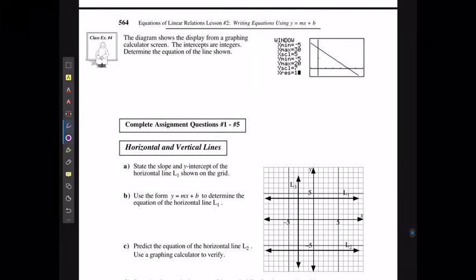For example 4, it says the diagram shows a display from a graphing calculator screen. The intercepts are integers. Determine the equation of the line shown. Well, what I'm really looking for here, the most important thing, is going to be the scale. Because the scale, right here and right here, are going to tell me what all the x values are worth and what all the y values are worth.